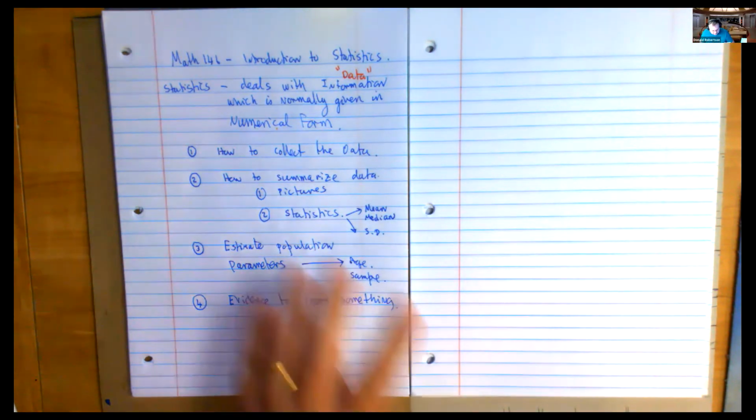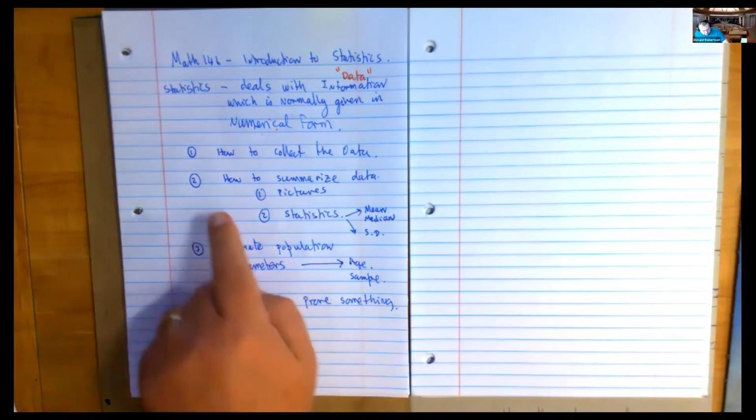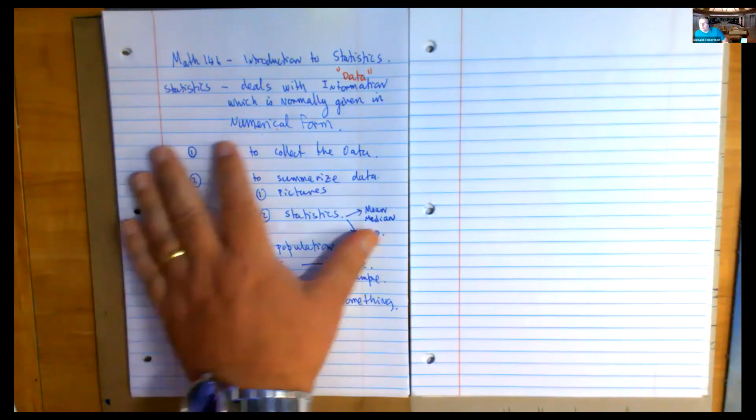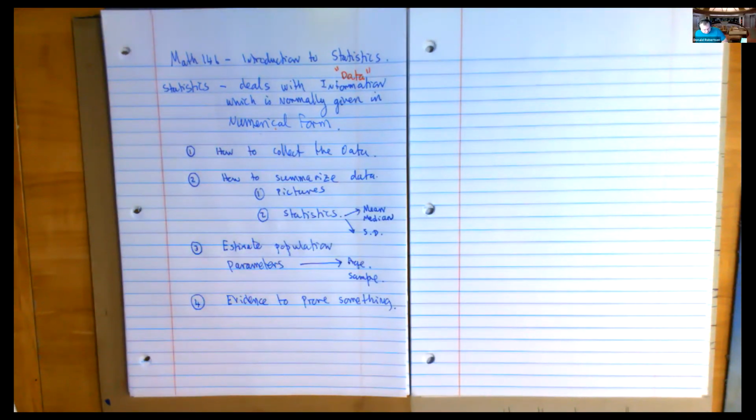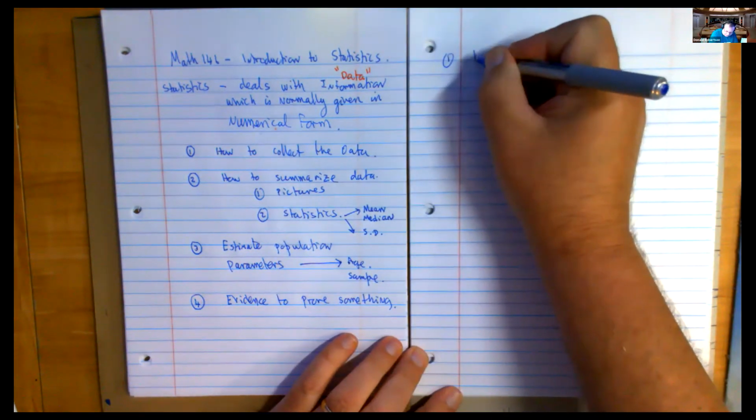So that's the big picture. That's what statistics is, the kind of things we're going to do. Today's a kind of big picture thing, so I know I'll be talking a lot and not doing too much specifics yet, but let's get the big picture done first, and then we'll home in on all the good stuff after that. So let's look at how to collect data.